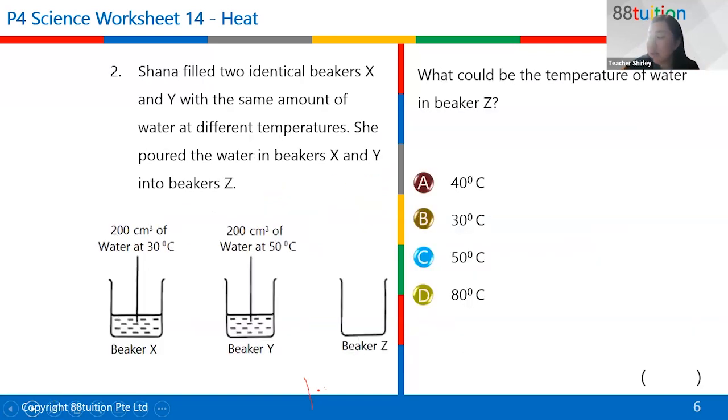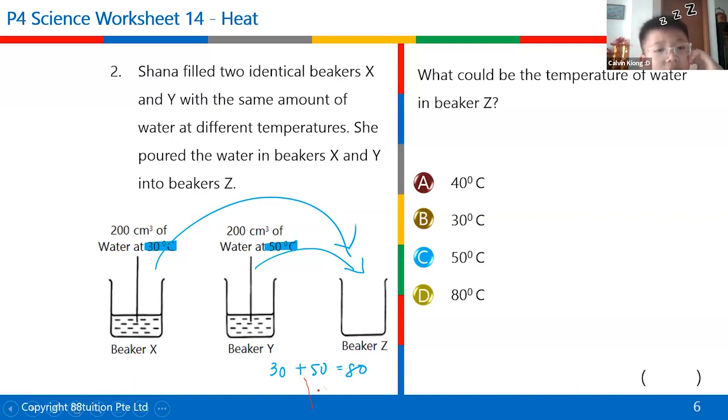Sheena filled two identical beakers X and Y with the same amount of water at different temperatures. Pour the two beakers into Z. So these two into Z, huh? The temperature is 30 and 50. Okay? So 30 and 50, it will average out to what temperature? Some of you might tell me, oh, teacher, 30 and 50, so I put 30 plus 50 equals 80. Is that how it works?